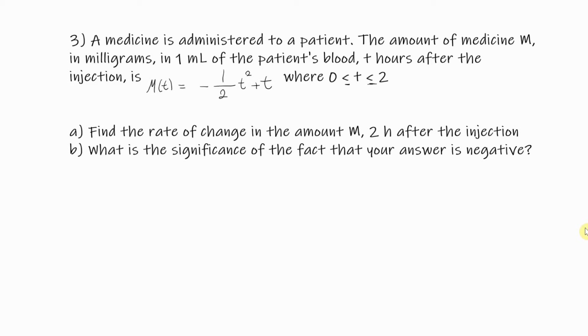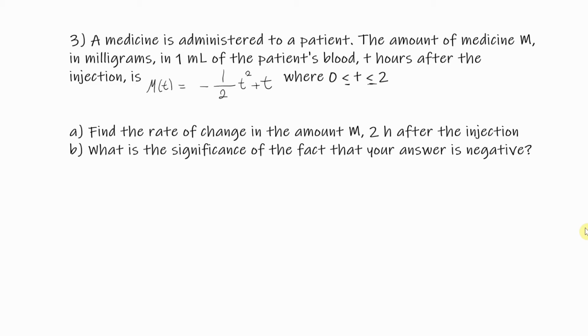So just to see what it's asking for, I have a medicine and I have a patient, and we're injecting that medicine into the patient's blood. So t represents my hours, which I can think of as x if it makes it easier for you. M is going to represent the milligrams of the medicine, how many milligrams are in the patient's blood.